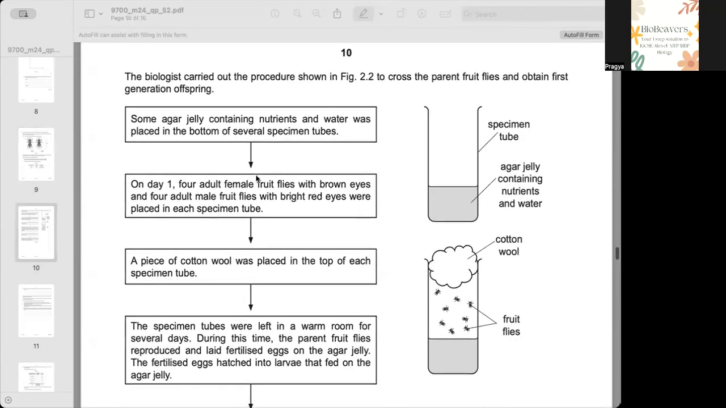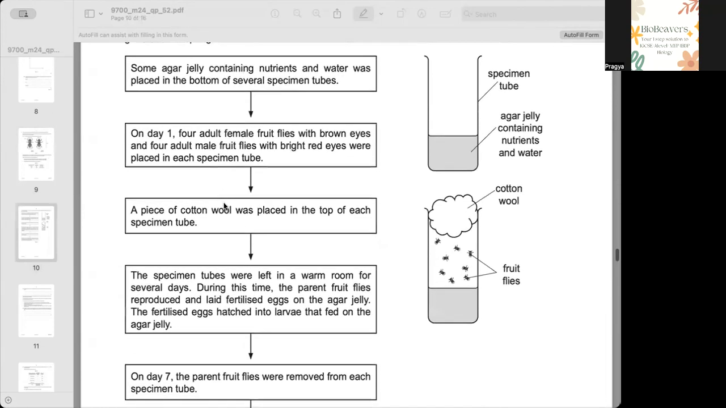Now we move on to the next process. Here they explain the entire experiment. You can just read through it fast. They have some agar jelly containing nutrients and water on day 4. Adult female fruit flies with brown eyes and 4 adult male fruit flies with bright red eyes. So we have the male and the female with different eyes placed together, and we cover it with cotton wool. As each point is coming, you should also be thinking at this point, why are they putting the cotton wool? What would be the reason behind it?